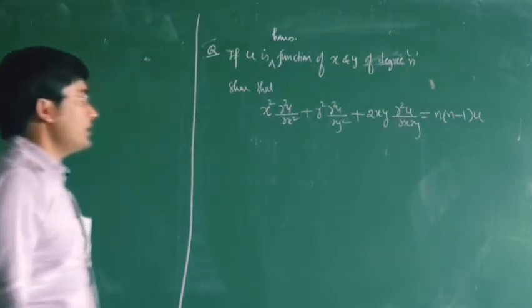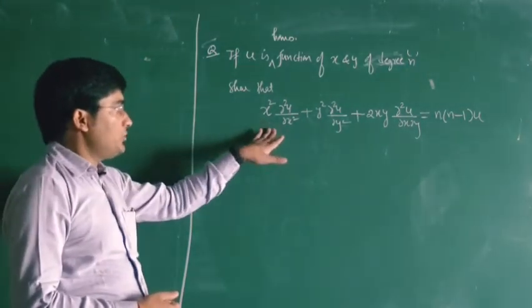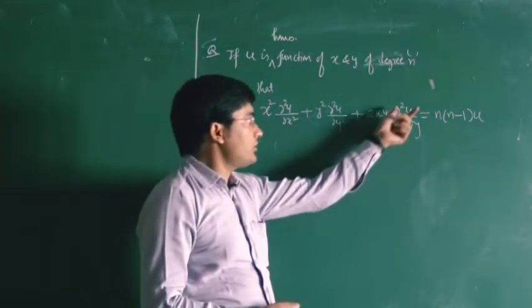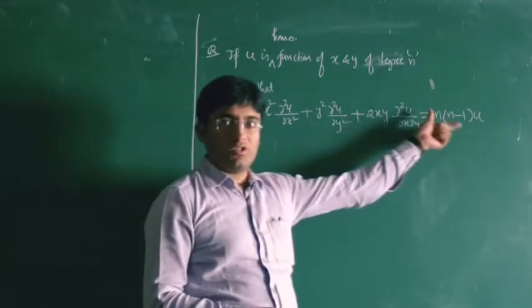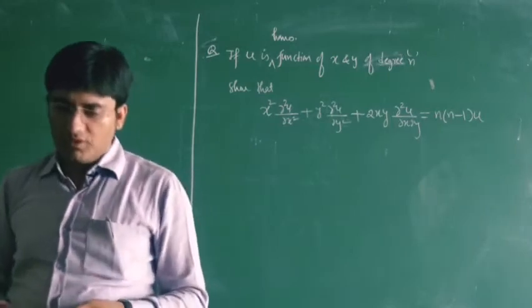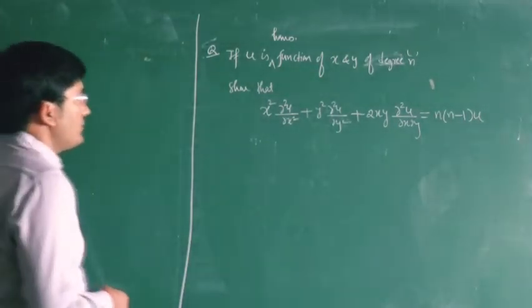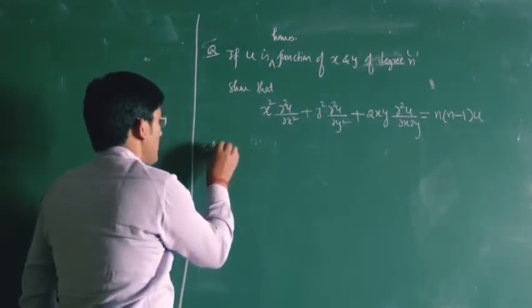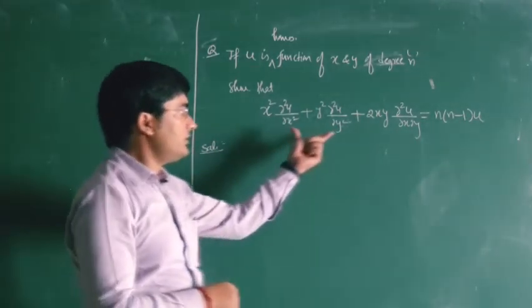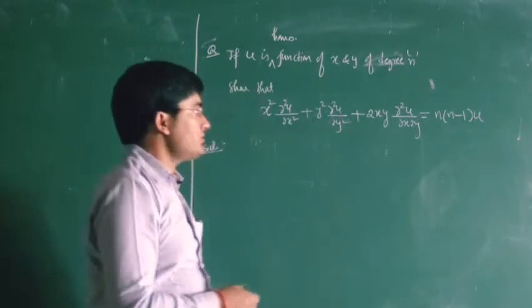then we have to prove that x square del 2u upon del x2 plus 2xy del 2u upon del x del y plus y square del 2u upon del y2 equal to n into n minus 1 into u, where u is a homogeneous function of x and y of degree n. So solution, we can use this result directly in our questions.